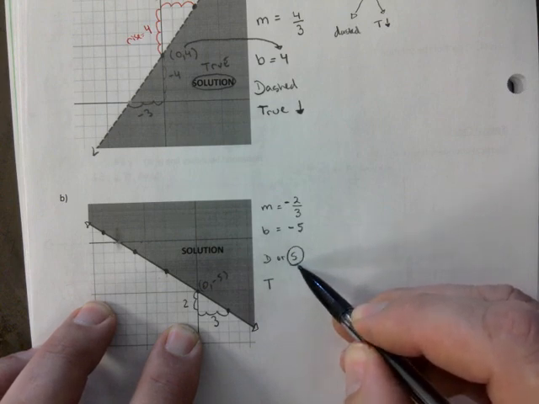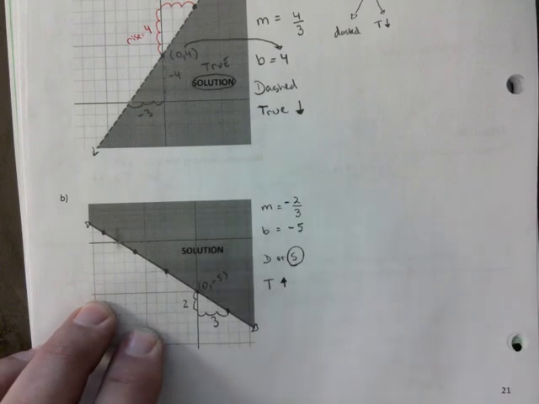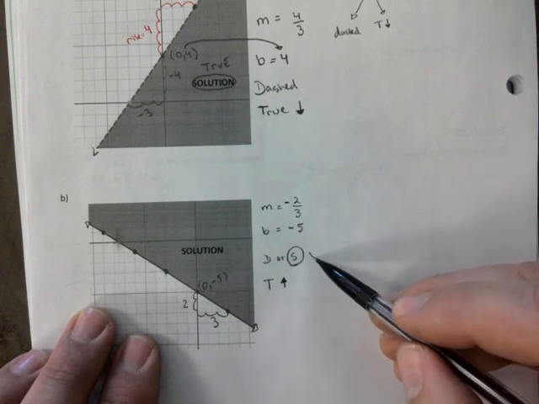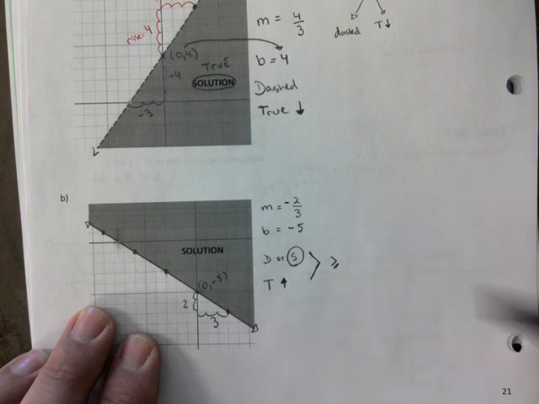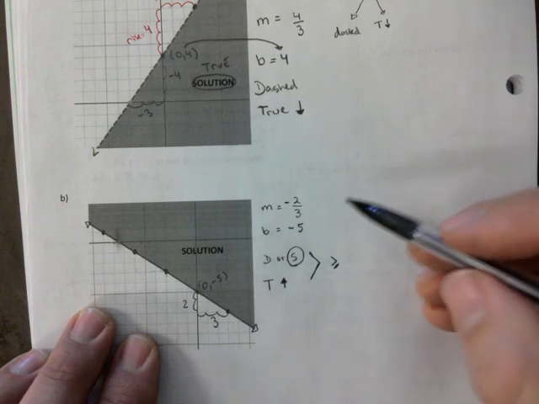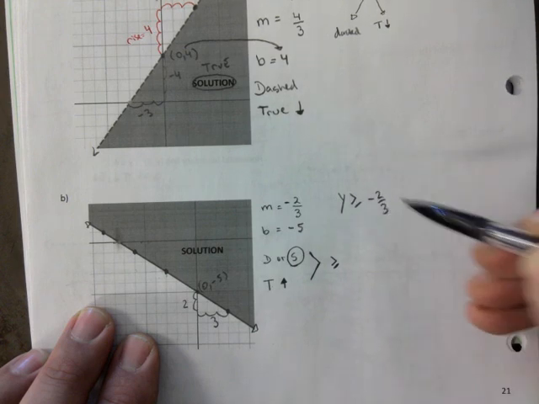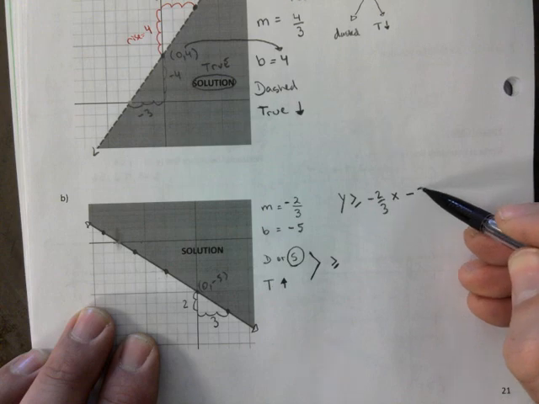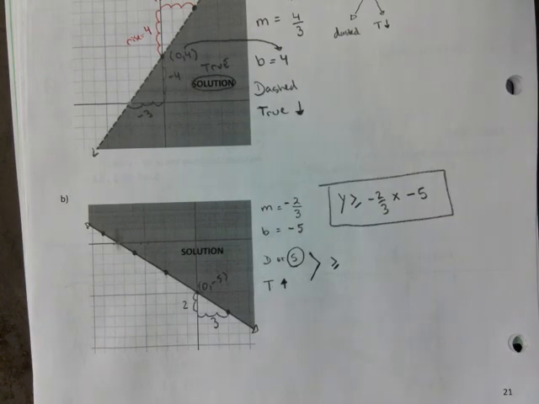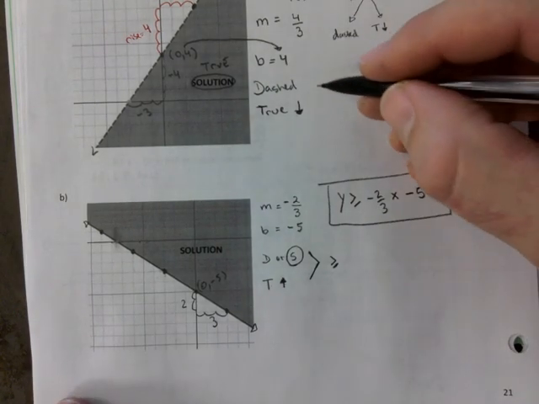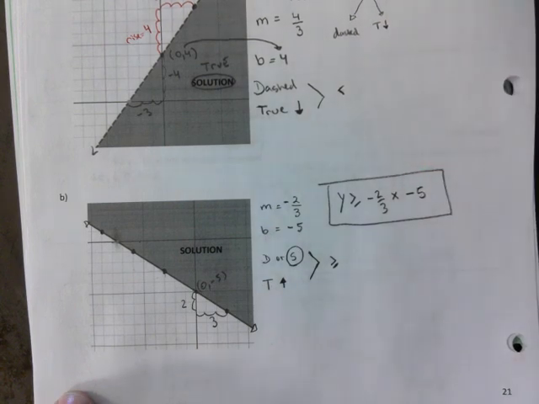That one is easy, right? And then the true region is above. The true region is above. So from these two, you will conclude that it has to be like this, right? From those 2 points. So we go ahead and write that. Negative 2/3 x minus 5, and there it is. Let's go up here. From these two, you concluded that it was less than. Okay.